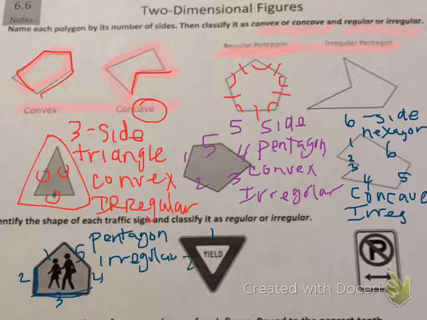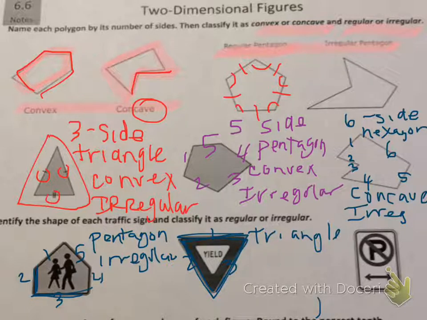Count your sides, 1, 2, 3. So this is a triangle because it has 3 sides. Triangle, I'm going to say it's probably regular. I think that this side looks like it equals this side and this side. And then I think the angles look like they're pretty close too. So I'm going to go with regular on this one. It's definitely the closest thing we've seen to regular so far.